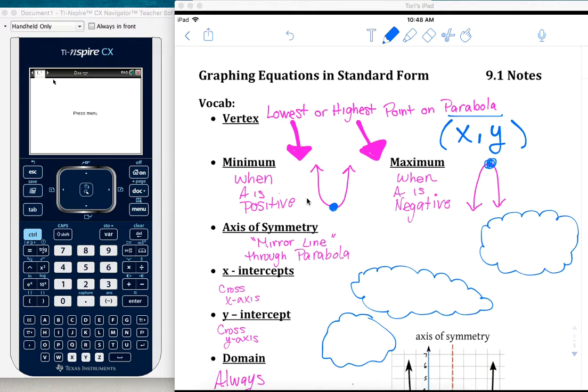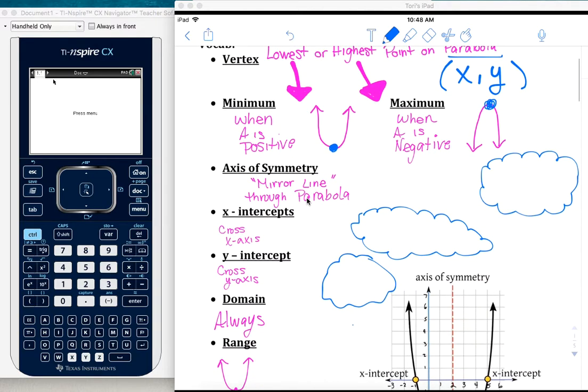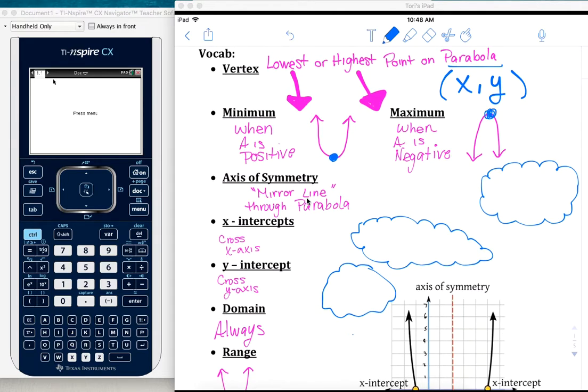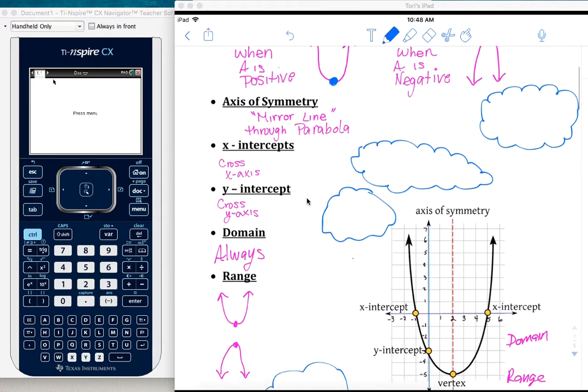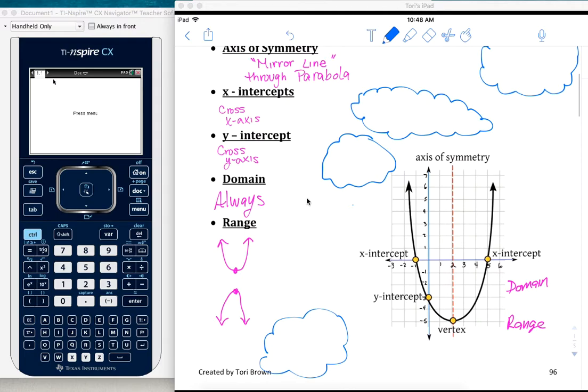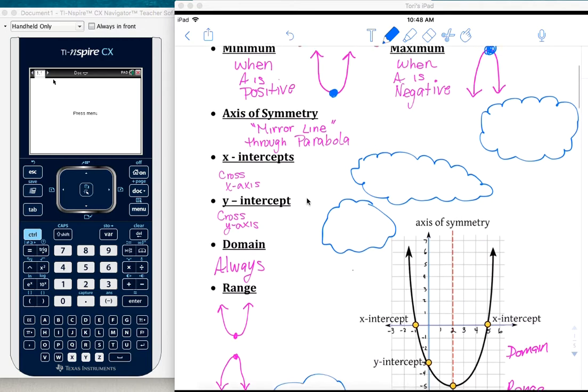Okay? Second set of vocab words you're going to need to know is our axis of symmetry. So axis means a line, and in this case it's a symmetrical line. So it's our line through the parabola that cuts it exactly in half. You can kind of see the dashed line in the picture down here. It cuts the graph perfectly in half, and it happens to go through the vertex.